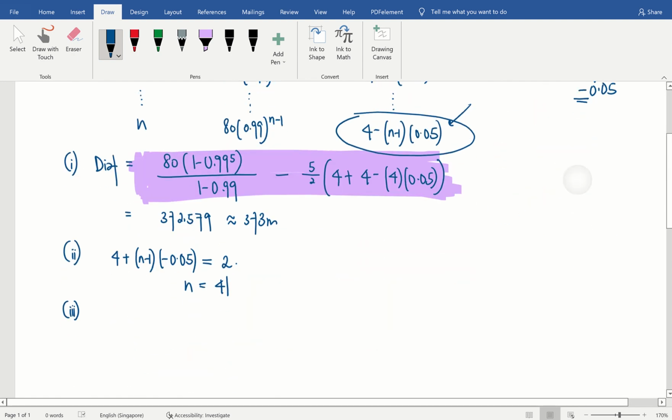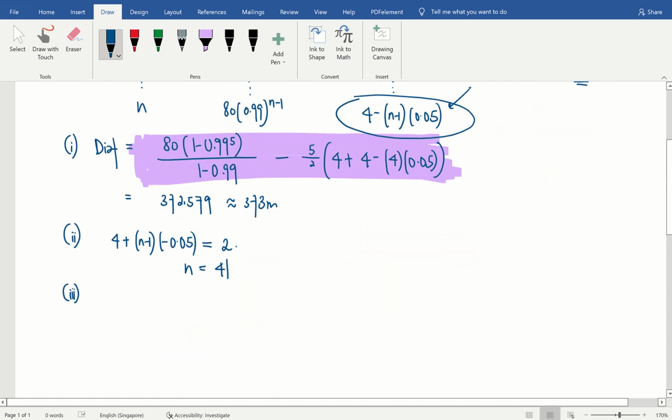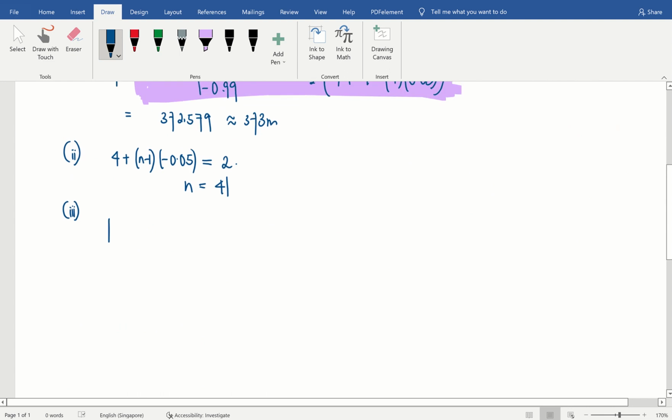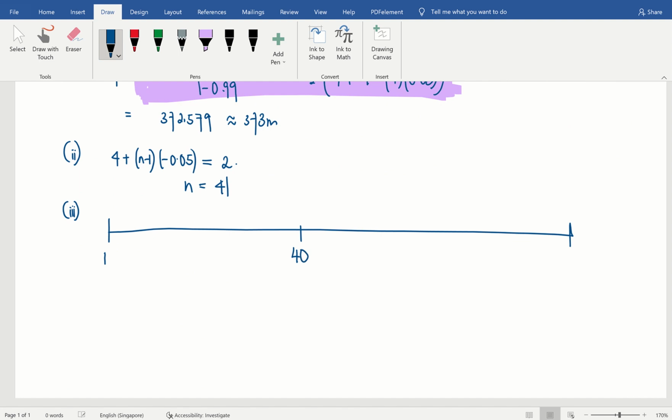First 40. Yeah, so essentially what happens is, okay, I'm going to draw a timeline. From minute 1 to the 40th minute, right? Carol will be swimming as a GP, the waves doing an AP.